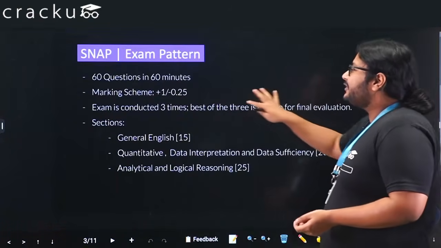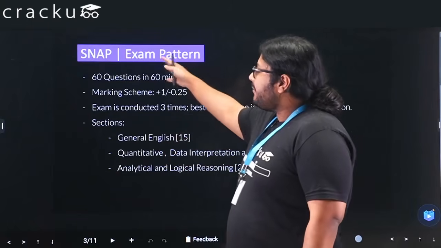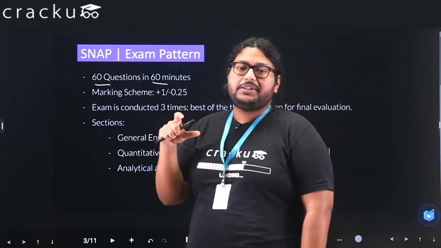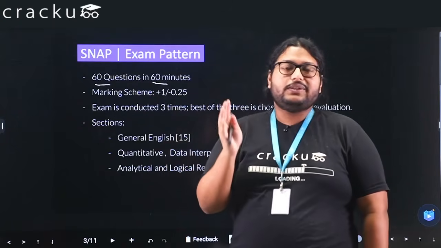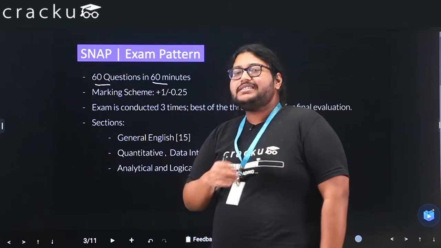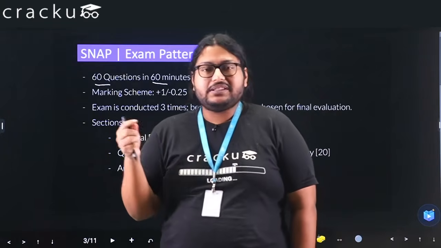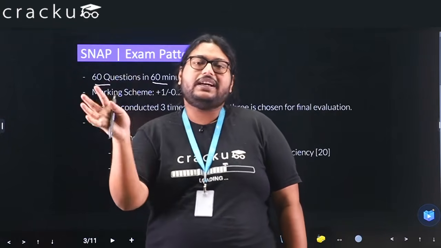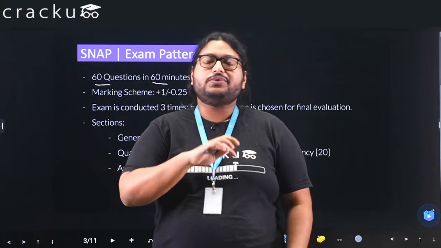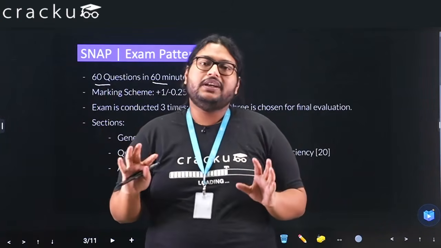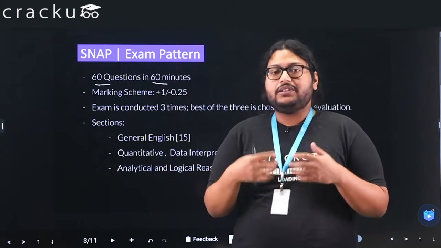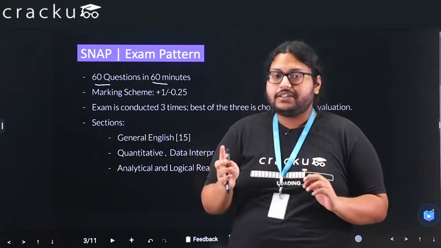So a little bit of overview about the paper. SNAP, as we know, is 60 questions, 60 minutes. It's a short paper. You get 60 questions, so essentially it's 1 minute per question, which tells me that the questions are not going to be very difficult. Obviously, if they are allotting you around a minute to solve a particular question, they're not expecting you to solve a very difficult one. So in terms of difficulty, SNAP is much easier compared to CAT or XAT for that matter.